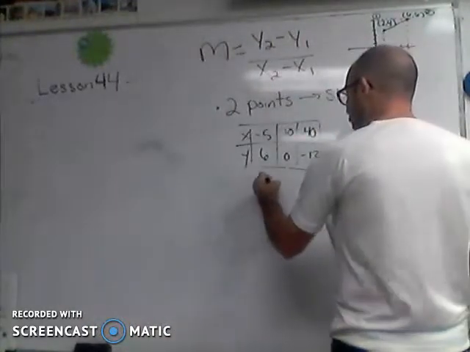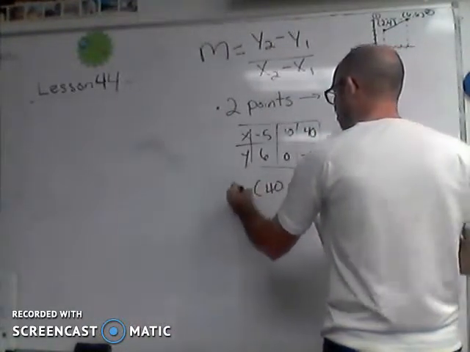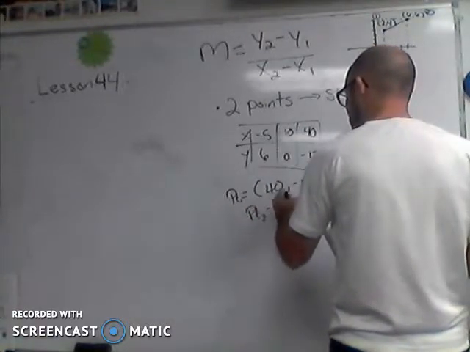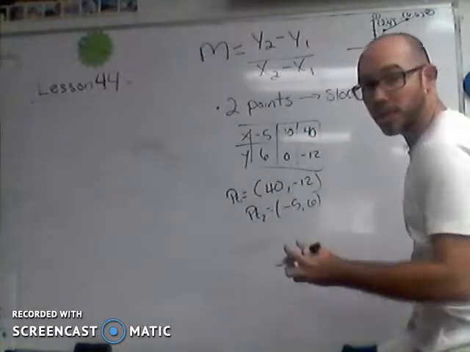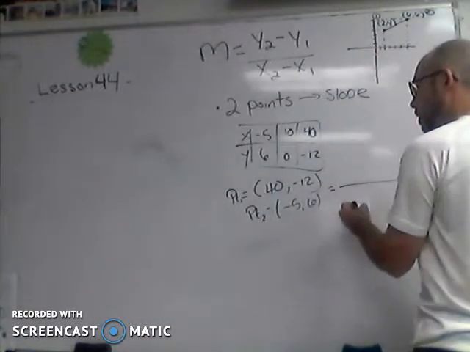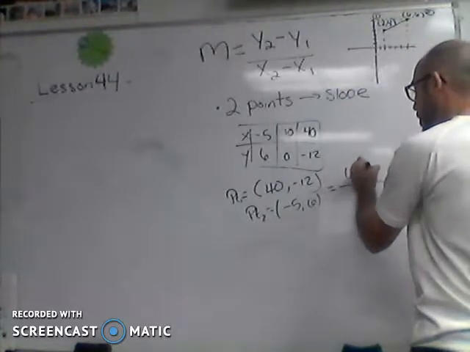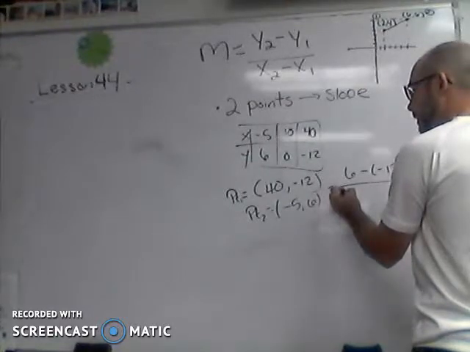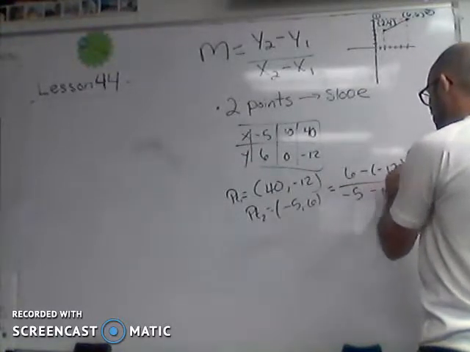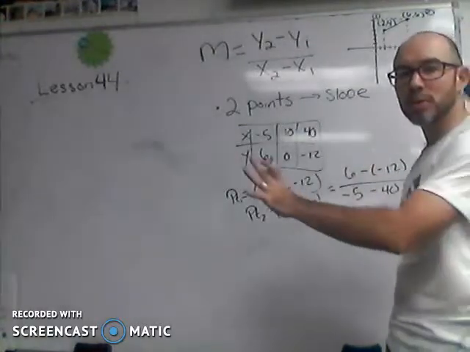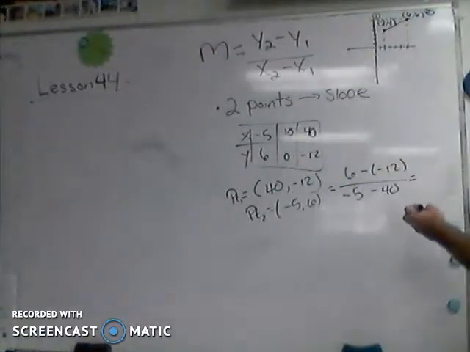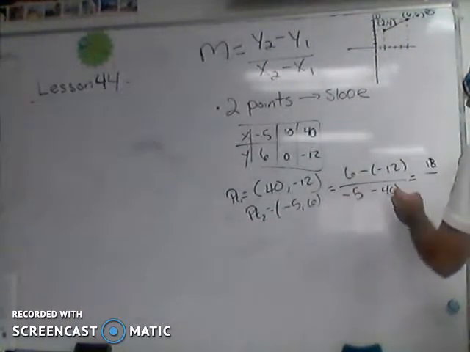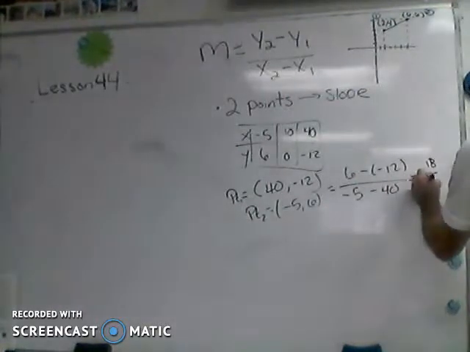So maybe I'm going to pick 40, negative 12 to be point 1, and I'm going to pick point 2 to be negative 5 and 6. That's fine, as long as I put them in the right places. As long as I go 6 minus negative 12 and negative 5 minus 40, I'll get the slope of that general trend of the data that they've gathered in here. 6 minus negative 12 is 6 plus 12 is 18, and negative 5 minus 40 is negative 45.